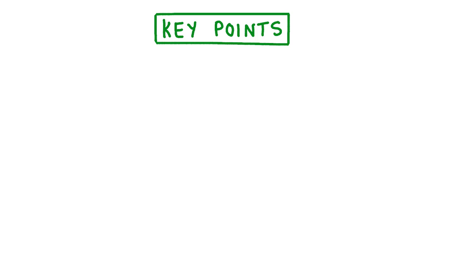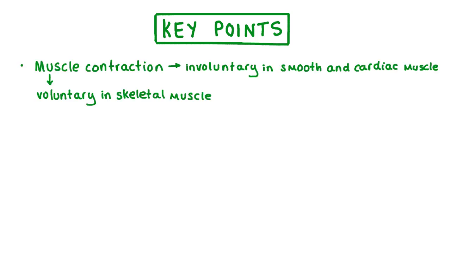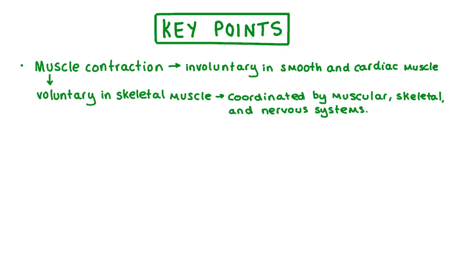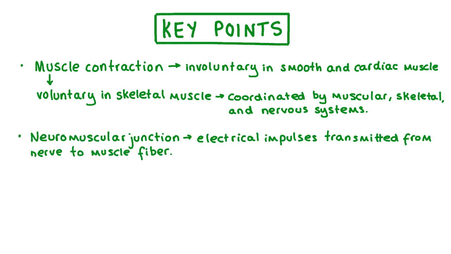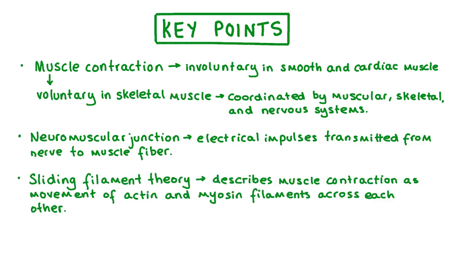Let's recap some of the key points that we've covered in this video. Muscle contraction can be voluntary or involuntary. Skeletal muscle contractions are coordinated by the muscular, skeletal, and nervous systems. Electrical impulses are transmitted from a nerve to a muscle fiber at a neuromuscular junction. And the sliding filament theory describes muscle contraction as a result of the interaction of actin and myosin filaments.